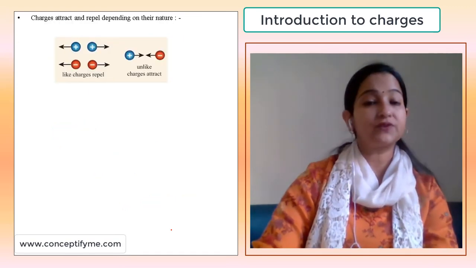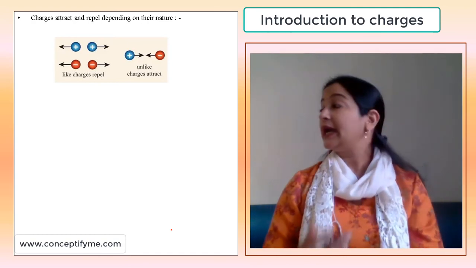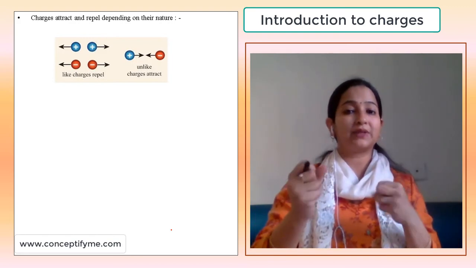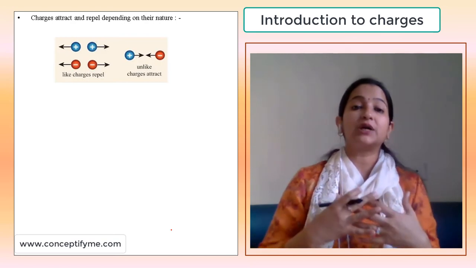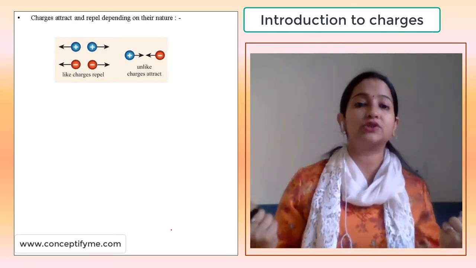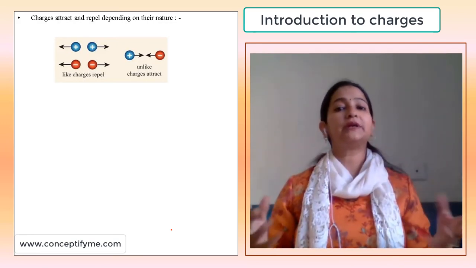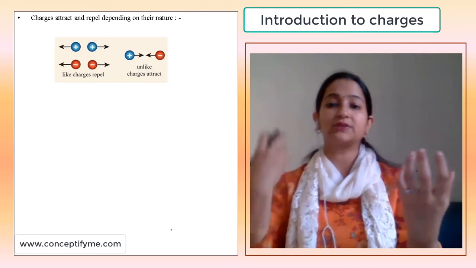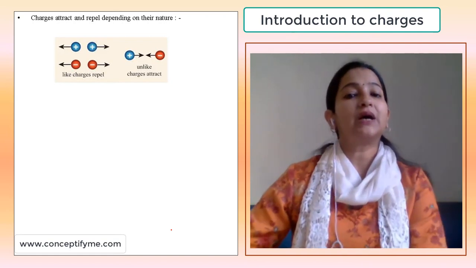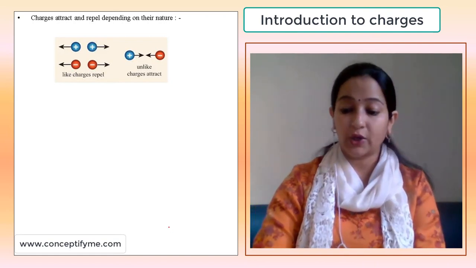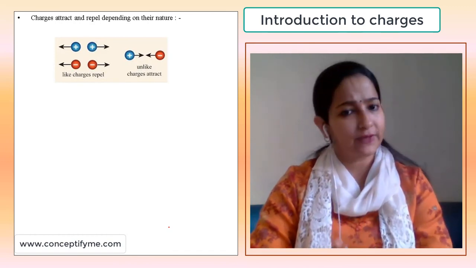Now, another property of charges is that charges attract and repel each other depending upon their nature. If two charges are positively charged, they tend to repel each other. If two charges are negatively charged, they also tend to repel each other. So like charges repel each other. If we have unlike charges, one positive and one negative, they tend to attract each other. So like charges repel, unlike charges attract. I hope you have got the basic concept of electric charges.